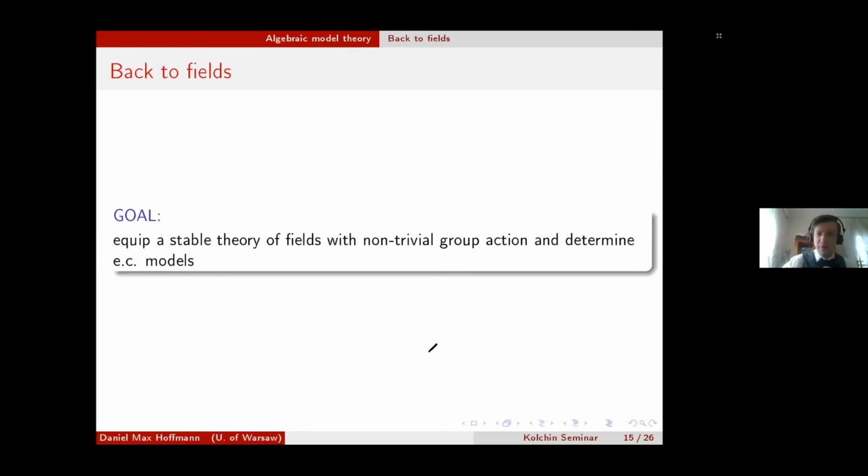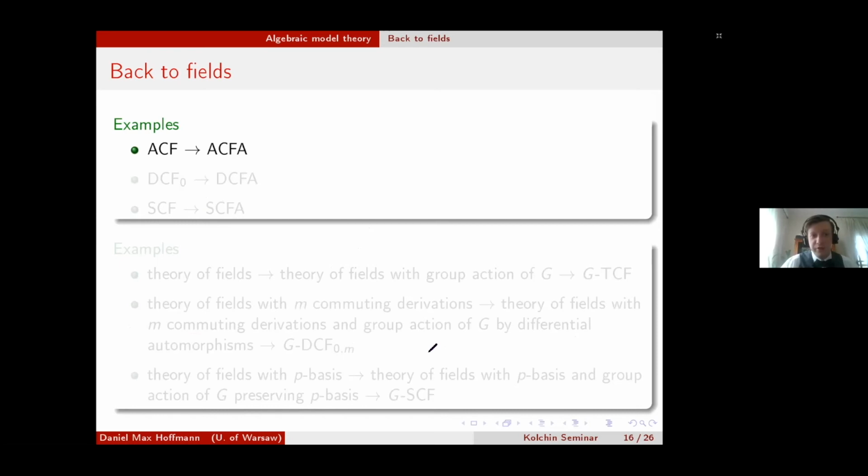Okay, let us come back to the theory of fields. So now our goal is to start with a stable theory of fields and equip it with some non-trivial group action, and then determine the existentially closed models of this new being. So the standard examples are, if you have ACF, then you have ACFA. If you have DCF0, then you have DCFA, so differentially closed fields with one automorphism. If you have SCF, then you have separably closed fields with one automorphism.